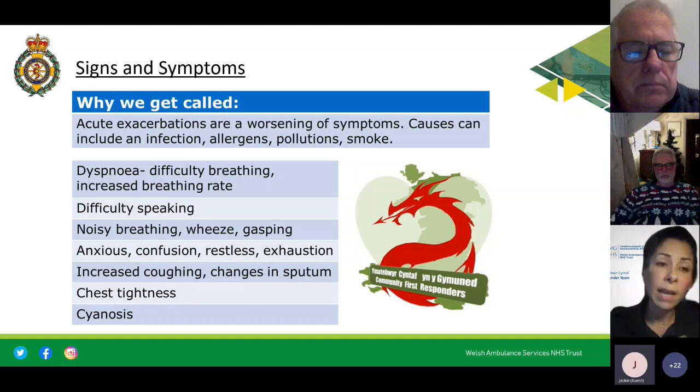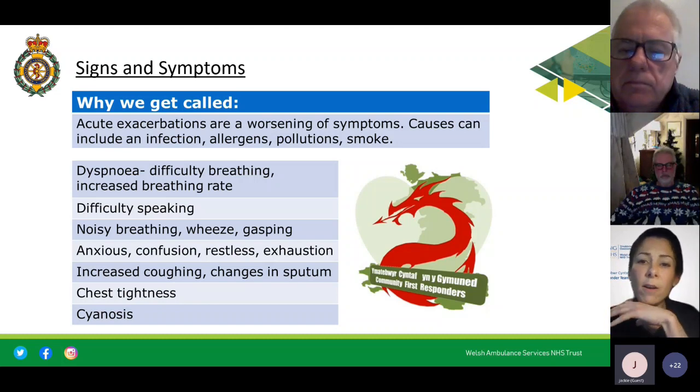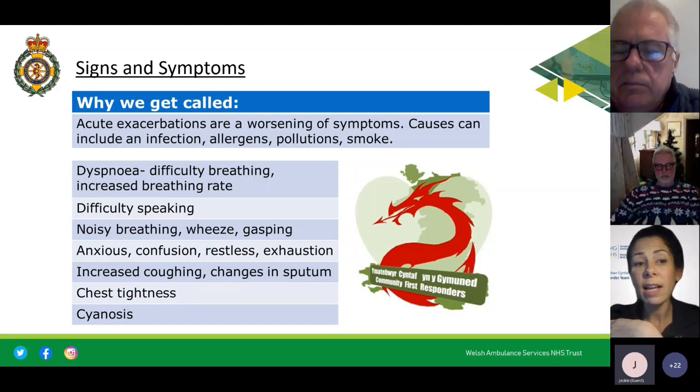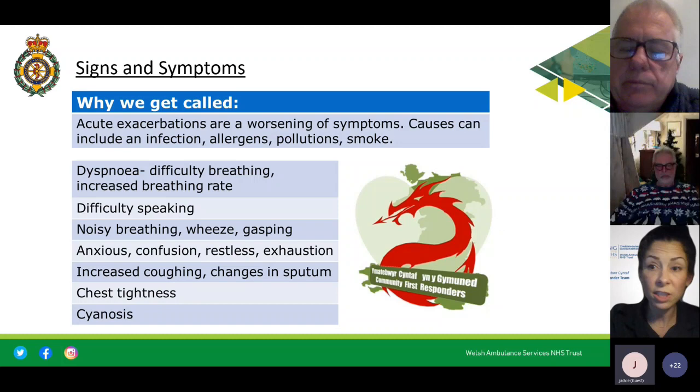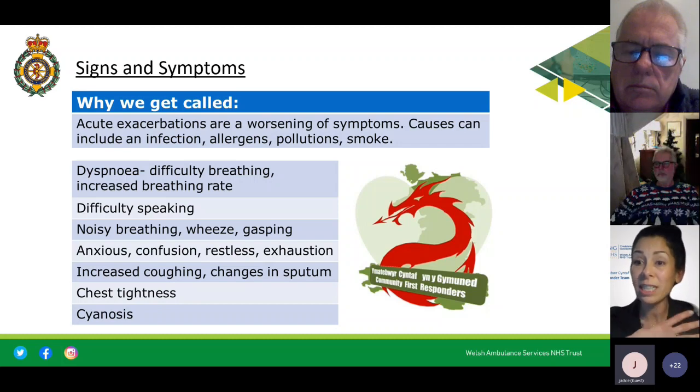Then thinking about anxiousness, confusion, restlessness or exhaustion. Anxiousness is really important because we need to think: are they anxious because they're hypoxic, with low oxygen levels to the brain, and that's what's causing it? Or is it, as we said before, that they've been shielding for a long time and are now really worried? If you think back to the last time you were short of breath or couldn't catch your breath, it's really worrying, really scary. So try and give some reassurance. It's really important to give reassurance, and see if that helps at all.